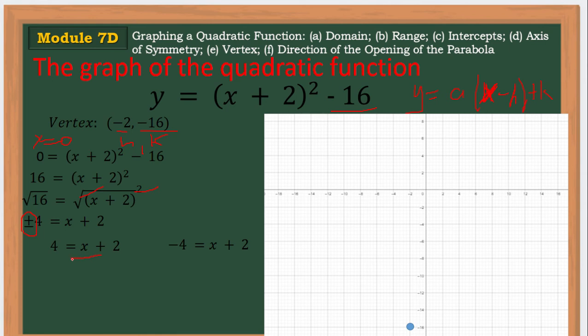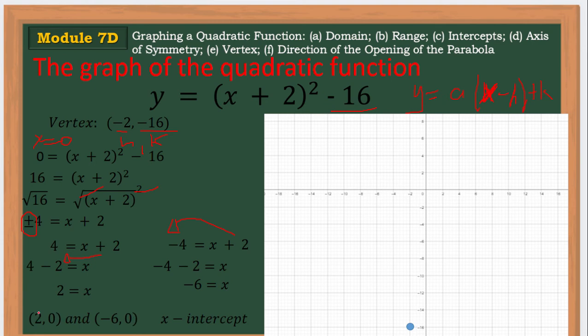Yung positive 2, lipat natin sa kabila, magiging negative 2. So, minus 2. 4 minus 2 is 2. This one, negative 4 is equal to x plus 2. So, lipat din natin ito, positive 2 is negative 2. Negative 2 minus 2 is negative 6. Therefore, the x-intercept is (2, 0) and (-6, 0).